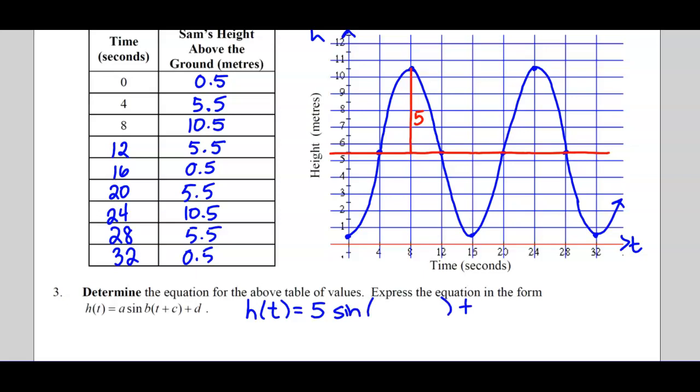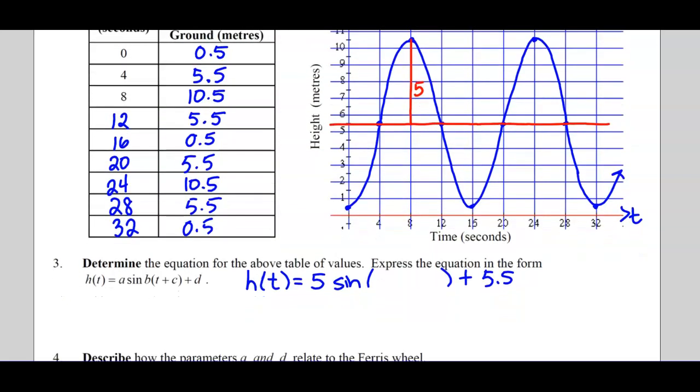Then D is 5.5. That's the height of the center of the circle, what it's rotating on. So 5.5 is the height of the center of the circle. It's basically the height that you get on plus the radius. Then B, remember, is 2 pi.